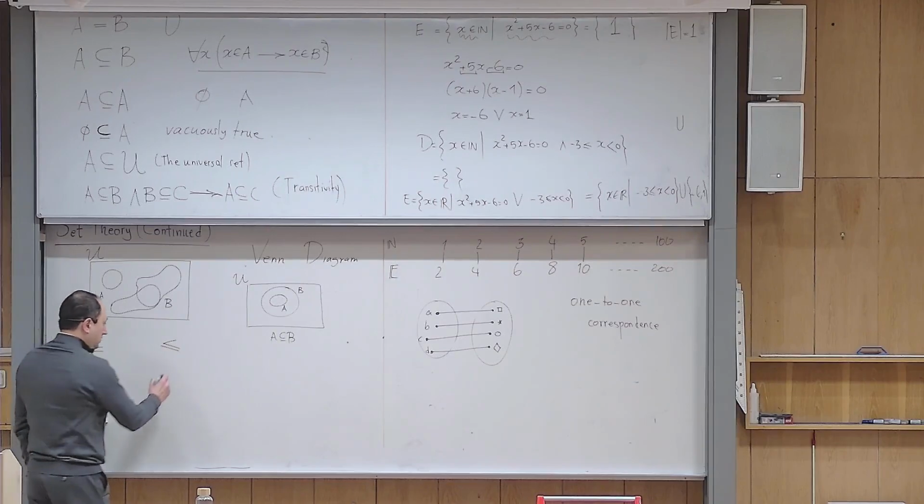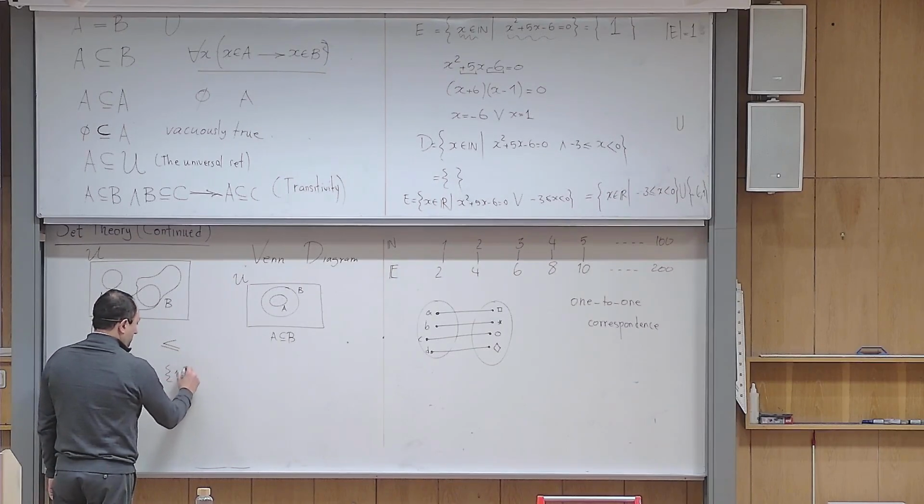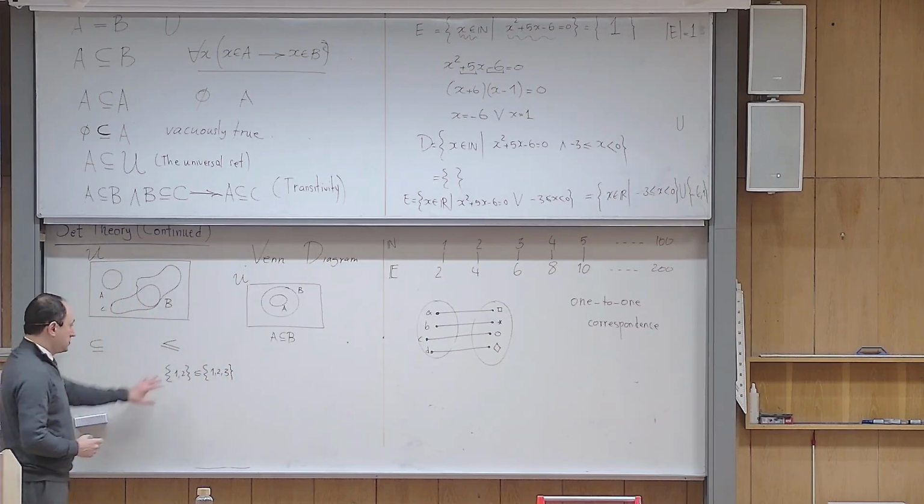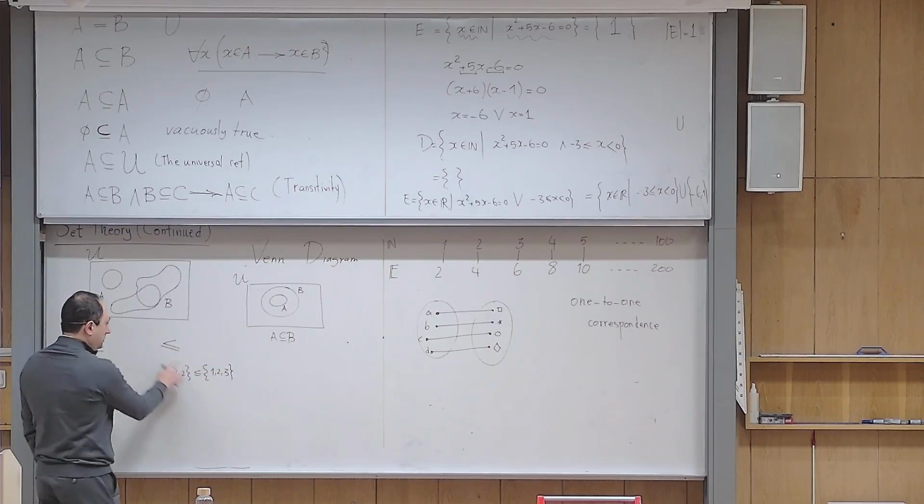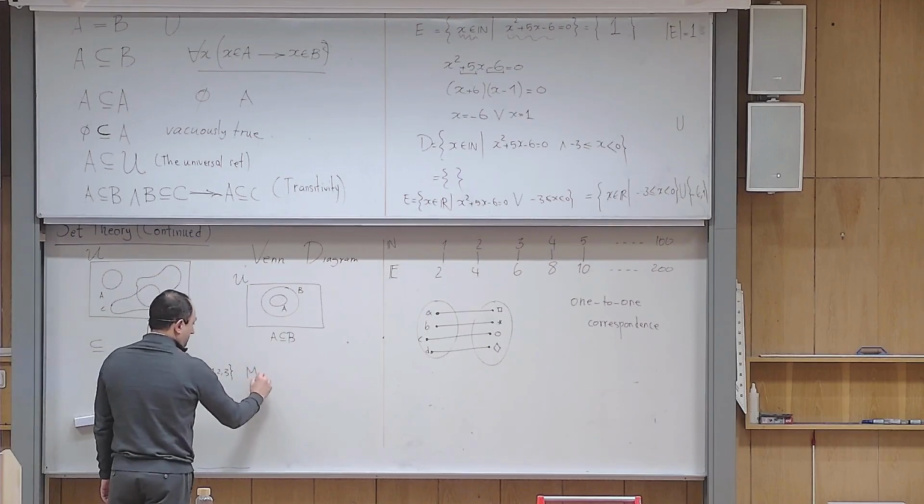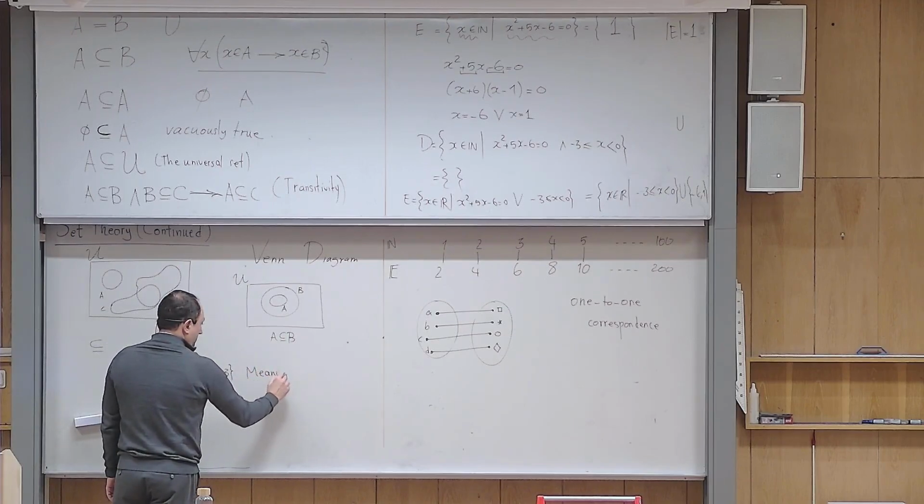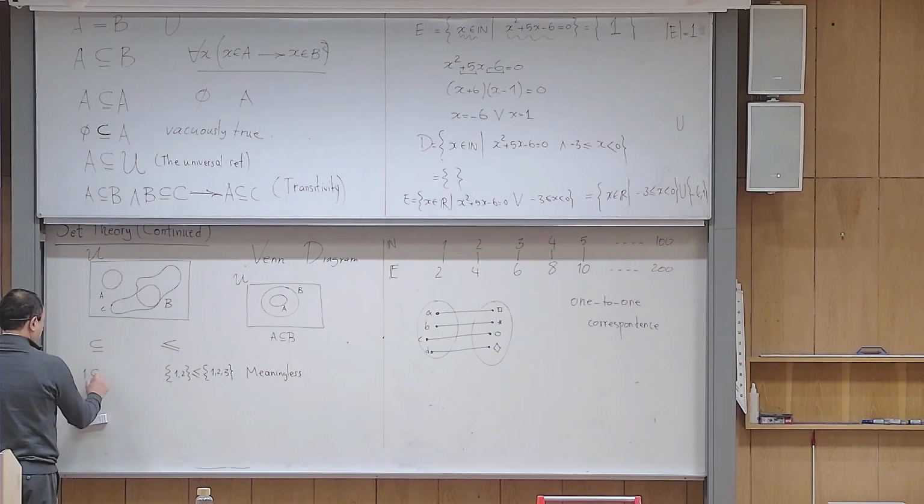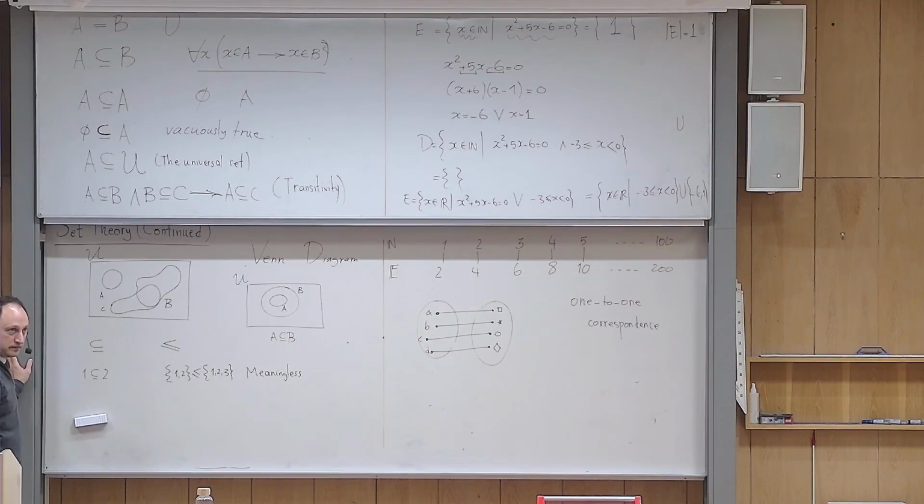For example, this is meaningless to write. Yes, this is meaningless, because this is a set, that is a set. I cannot compare these two sets with this symbol. So this is meaningless. This is also meaningless to say 1 is a subset of 2. This later, in more advanced mathematics, becomes sensible, but for the time being, it is meaningless. Yes?